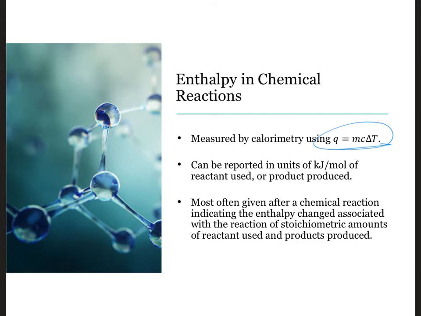The heat, or enthalpy, associated with chemical reactions is measured using calorimetry and the equation Q equals mcΔT. That means the heat absorbed by the surroundings will have the opposite sign of heat than the reaction, because we always take the perspective of the system. Once we know the heat absorbed or given off by a reaction, it's customary to report it in kilojoules per mole of reactant used or product produced. You'll often see this value included after a thermochemical reaction.